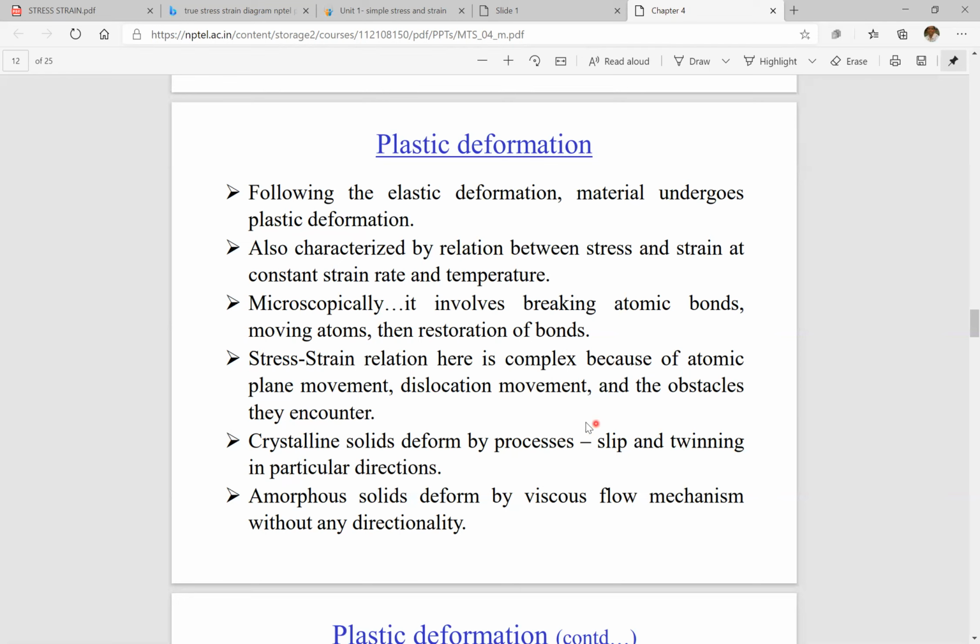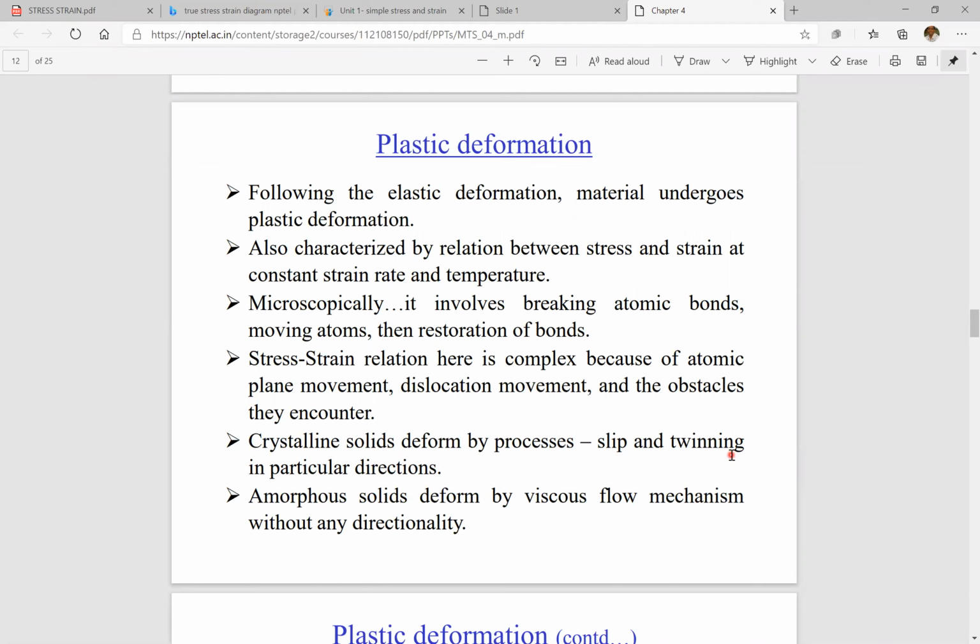So the stress strain relationship here is complex because of atomic plane movement. As we read in Introduction to Physical Metallurgy, there is slip and dislocations, slip and twinning. It is a very complex process because of atomic plane movement. The atomic planes will move, along with dislocation movement and the obstacles they encounter. The crystalline solid is deformed by the process of slip and twinning, as we studied in our physical metallurgy subject.